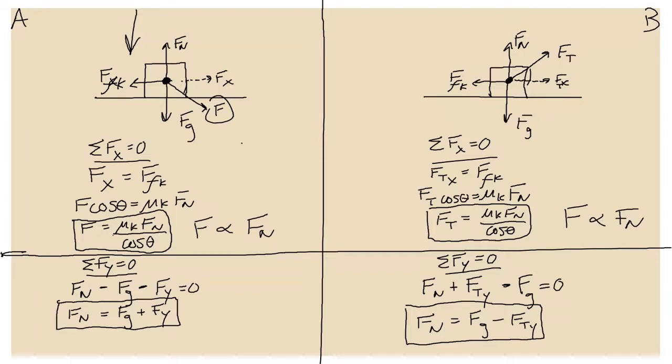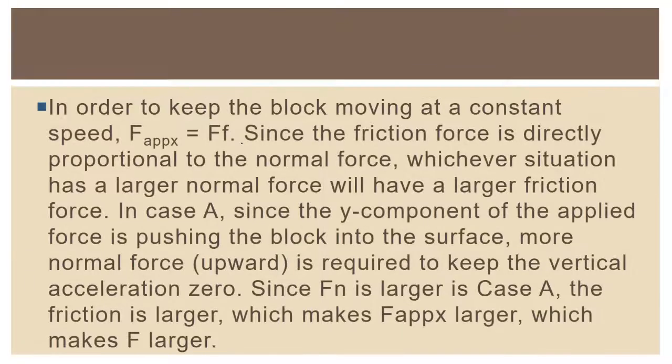Now, you could go through and solve for the whole thing, but it's not totally necessary here because we can see the relationships just by looking at this. And so what we can say for the answer here is pretty straightforward. In order to keep the block moving at a constant speed, the x component of the applied force, whether that's a tension or the force from the stick, is equal to the force of friction.